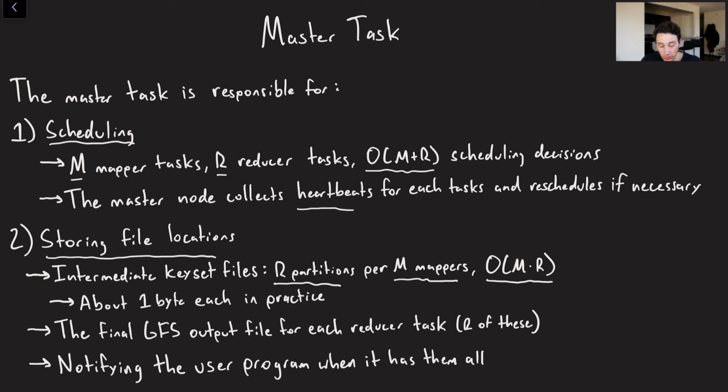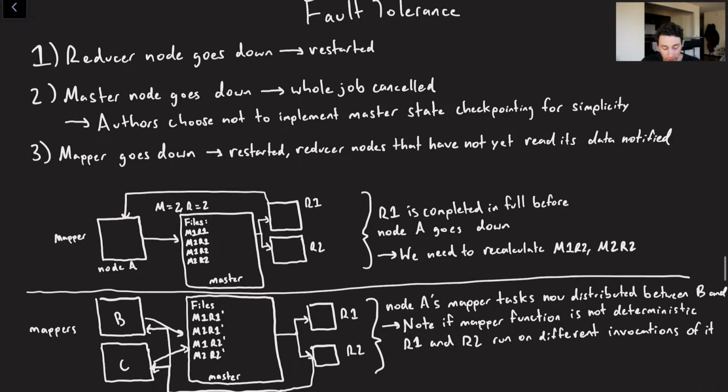In practice, it's not too bad because apparently, according to Google, each one of these key set or intermediate file names is only around a byte. And so they can easily store it even if M times R is like a billion or something like that. Another thing, like I mentioned, is that it has to store the final GFS output. And then finally, it also has to notify the user program when things are completed.